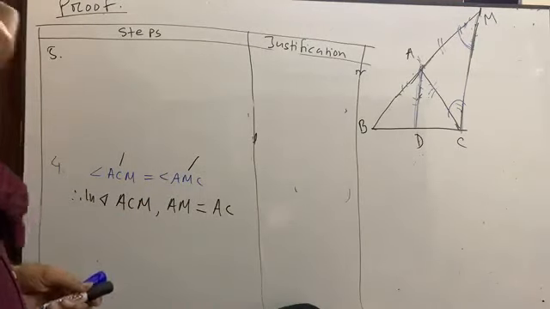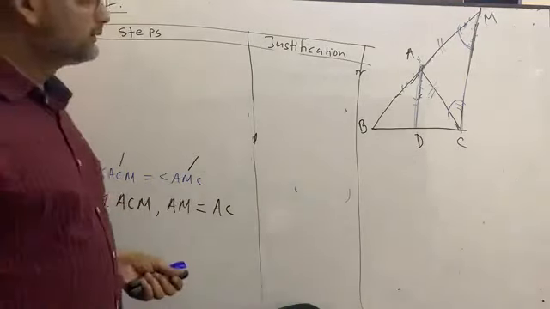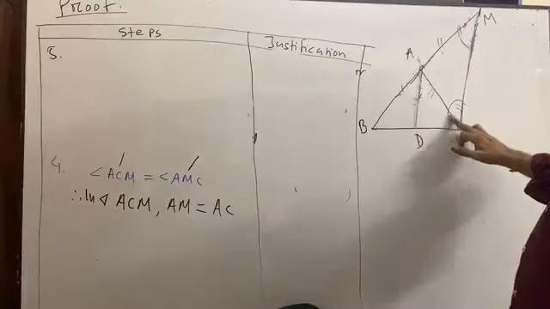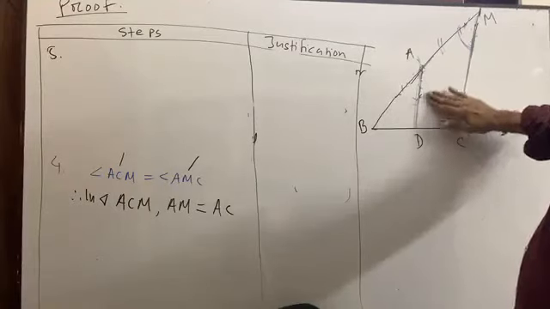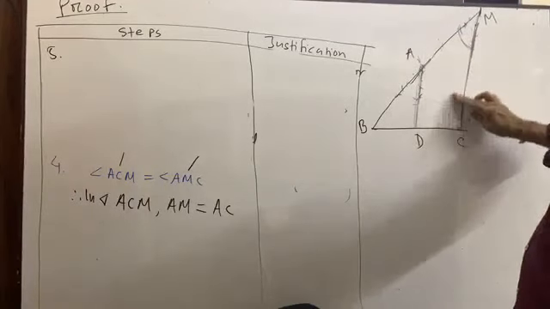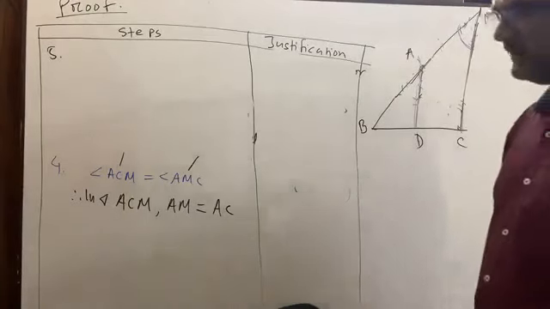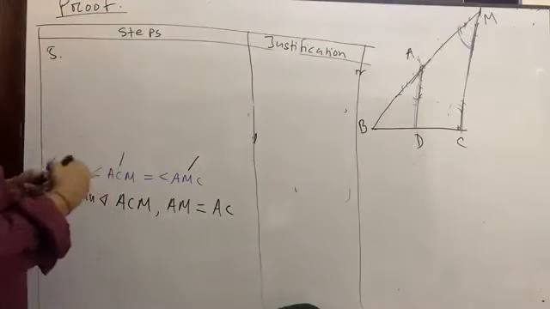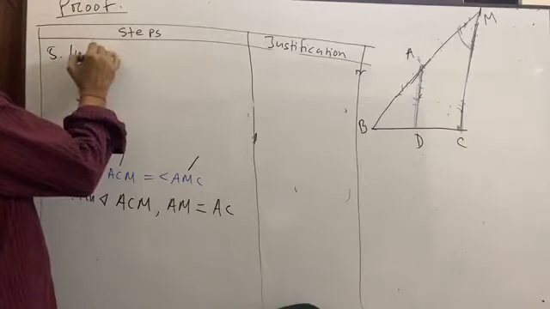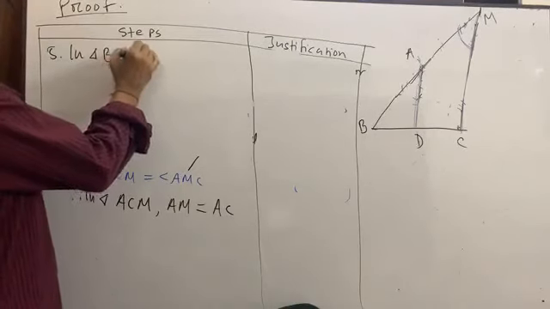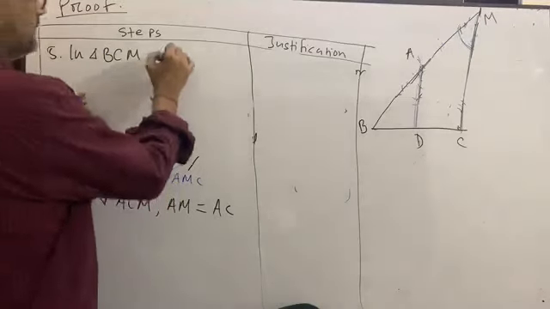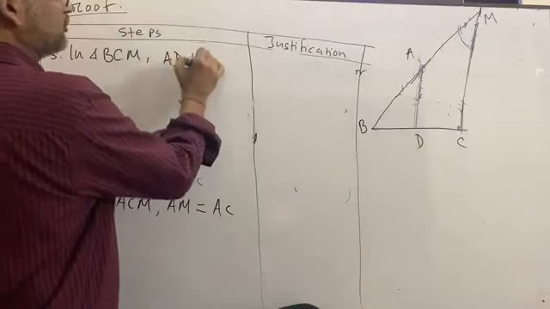Now, suppose step number 5 is not given. Now, can you compare the triangle? Can you see the triangle? In triangle BCM, write down. In triangle BCM, what do you get? AD is parallel to CM.